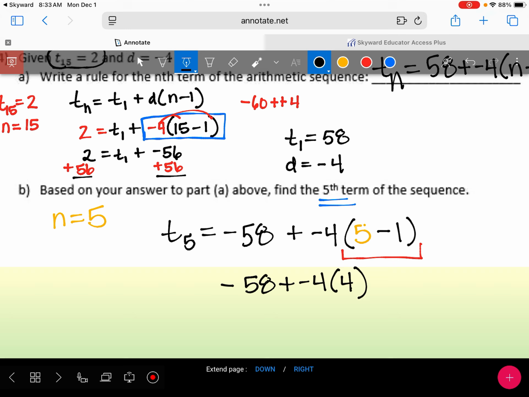Why is it negative? It's not negative. It's positive. Thank you. I got one person paying attention. It's not negative. It's positive 58. All right, go ahead and see what you get. So you got 58 plus negative 4 times 4.